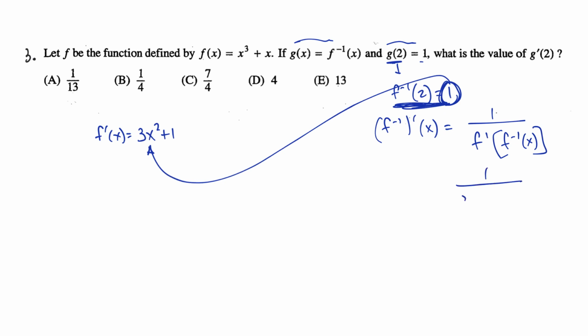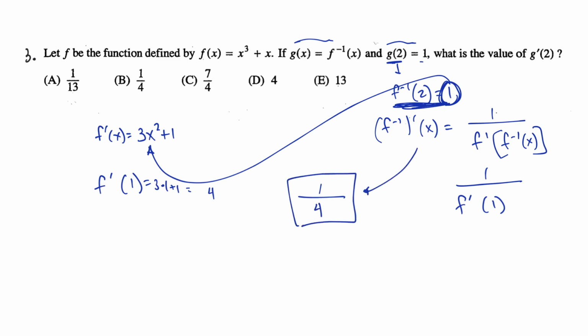So I need 1 over f prime of 1. Because again, I know that g of 2 is 1, and I know that g of 2 is the inverse of 2. So the inverse of 2 equals 1, and that's what I want to take the derivative of. So the derivative over here, f prime of 1, becomes 3 times 1 plus 1, which is 4. So 1 over 4 is my final answer.